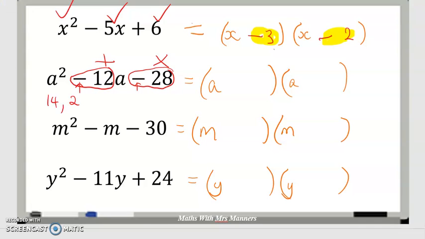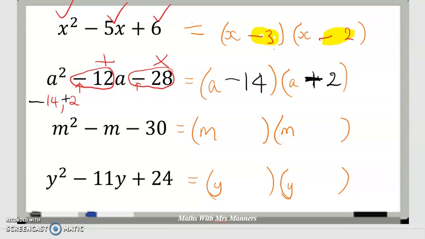Now that looks okay, because if I want to get minus 12, what I really need is a minus in front of the 14. I need a positive in front of the 2. And that's the hardest bit there. Once you've figured out those numbers, I'll put in the minus 14, I'll put in the plus 2.